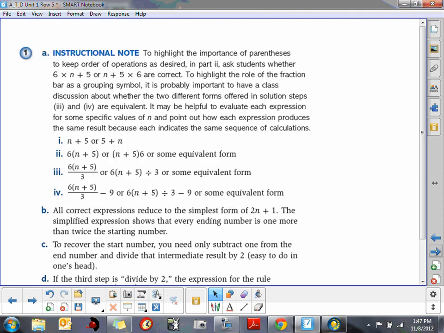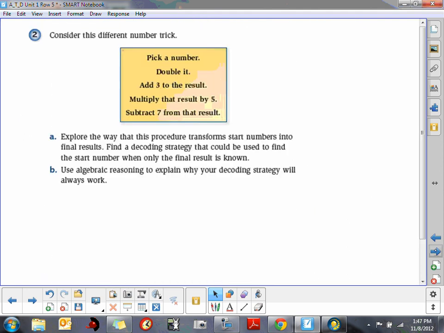Now the next one is basically just do it on your own and show me your answer. So again, I'm going to pause this, let you work on it for a few minutes, and we'll see if you can code it first, then decode it back. So write your expression out, simplify it, decode it.